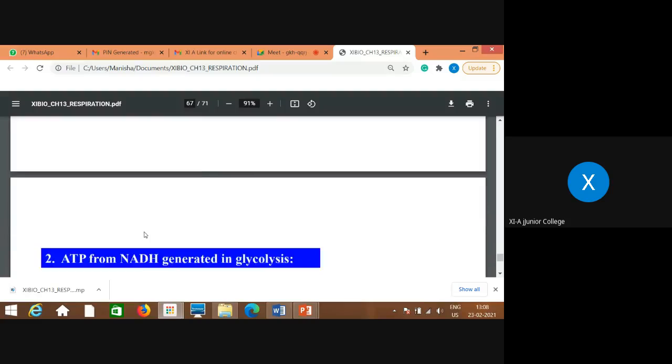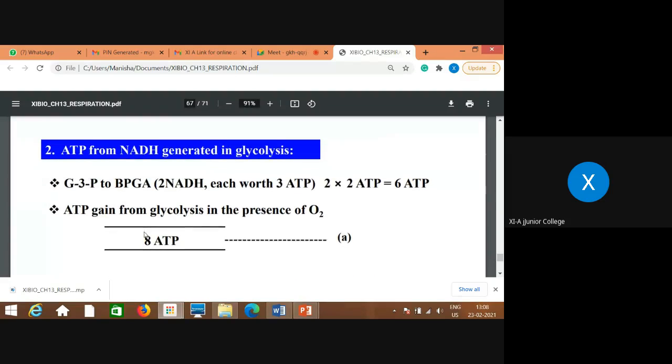Then next, from the second step, that is the acetylation step. Do you remember? Here, 3-phosphoglyceric acid, or you can say 2-biphosphoglyceric acid, from the same glycolysis, here we will see the step where NADH2 is produced. Two NAD molecules are there. So this step, 3-phosphoglyceric acid, 2-biphosphoglyceric acid, each worth 3 ATP. There are two molecules. So 2 into 3.